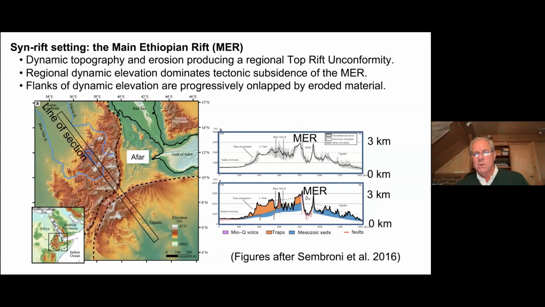And that's very important. And then outside of the area of dynamic elevation, the flanks of the dynamic elevation are getting onlapped by eroded material. Here's another depiction from the same area, section DD. You can see that there is positive topography in an area where the moho is less than 20 kilometers deep. So it would not appear that this area is in isostatic balance.